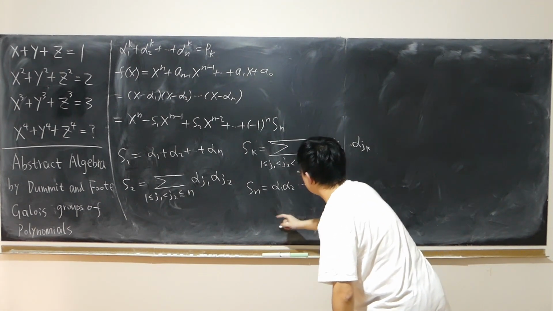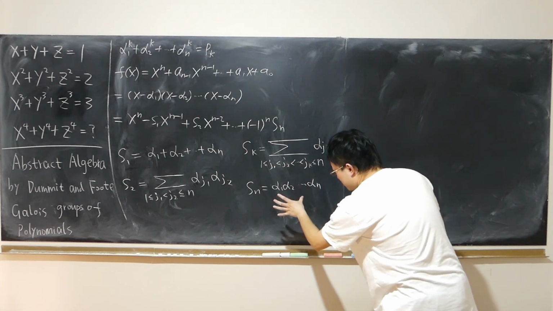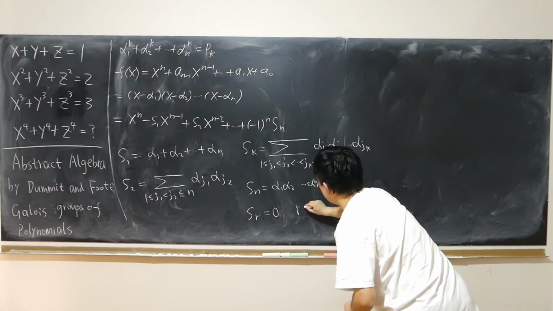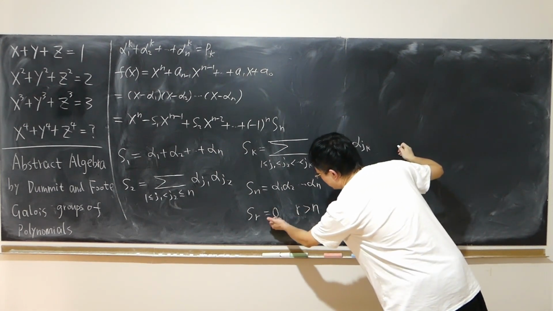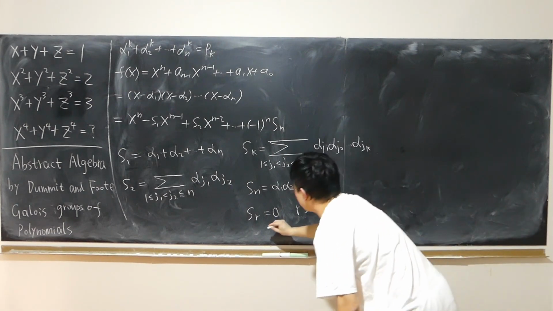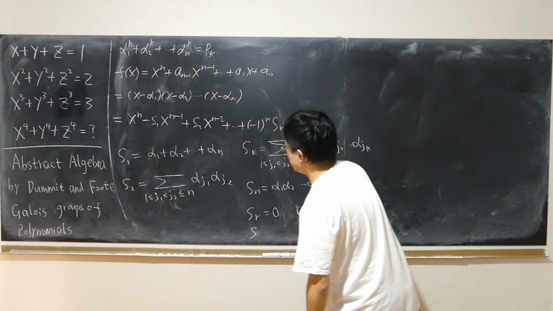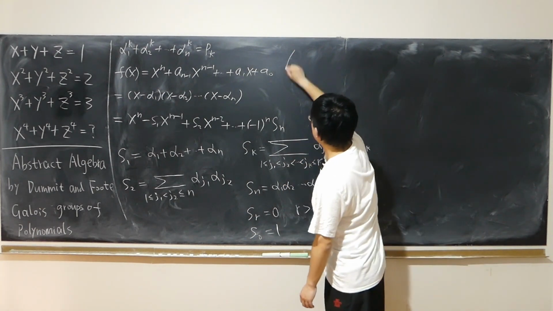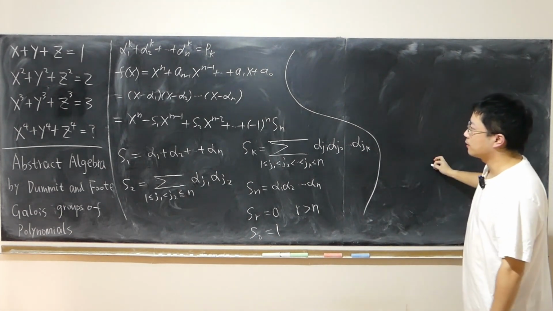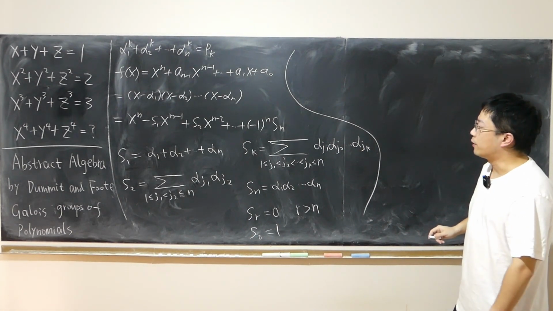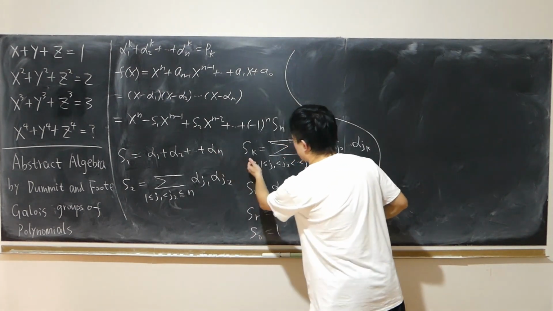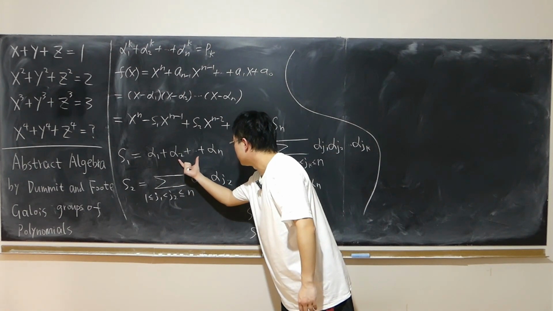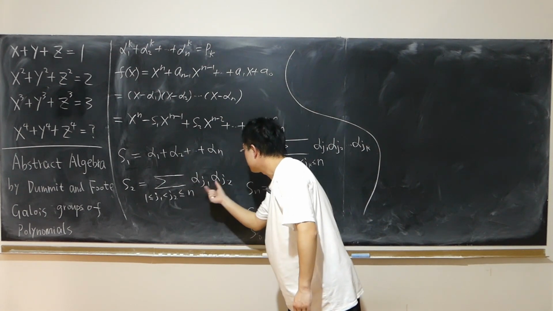And if the degree is larger than n, what happens? If k is larger than n, then we define it to be 0. And of course, we define S naught to be 1. And it's easy for us to verify that each Sk is symmetric, which means if you interchange any two variables, it'll be the same thing. That's easy to verify.